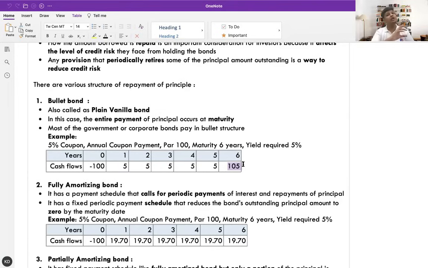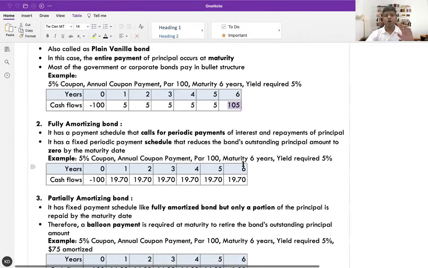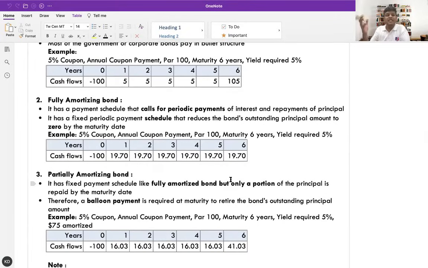Coupons, and you pay the principal at one shot at the last. That's called a bullet bond. Correct. On the extreme end, there is a fully amortizing bond. A fully amortizing bond is like a home loan installment that you pay.